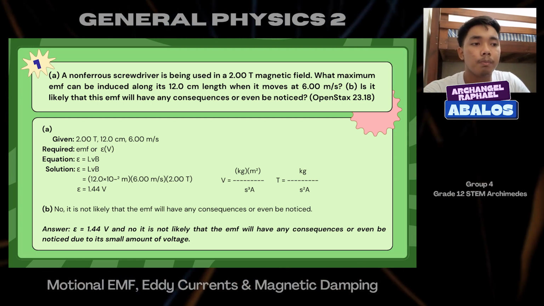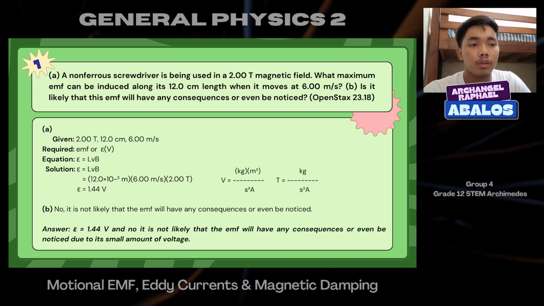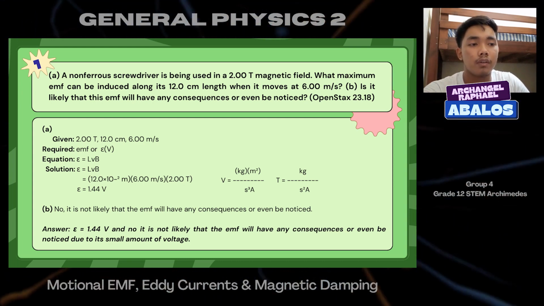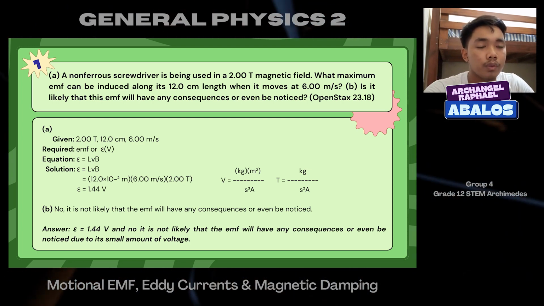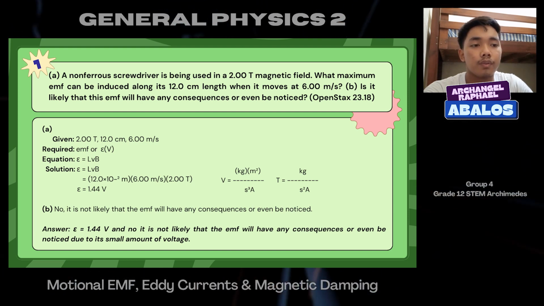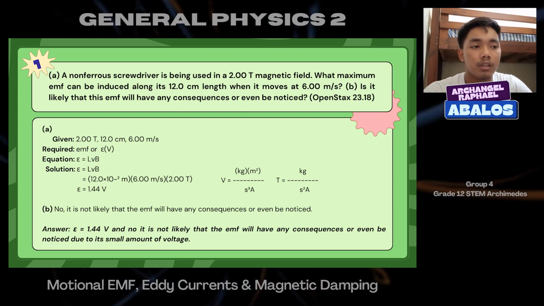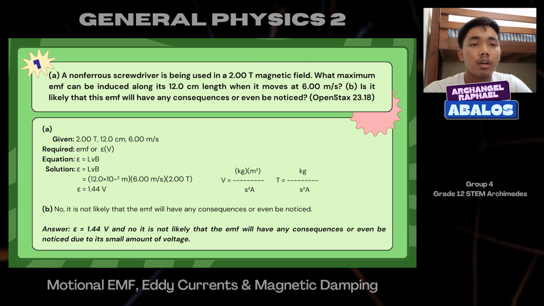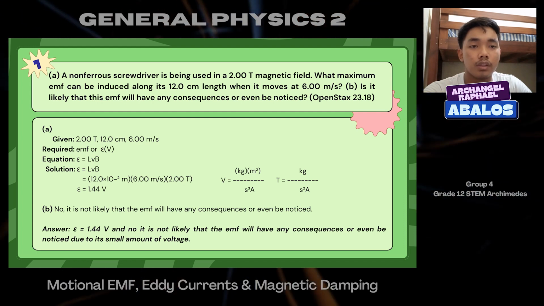Baka napaisip kayo kung paano nagiging voltage ang unit of measurement ng motional EMF. Well, first, ang derived unit of voltage ay volt is equivalent to kilogram multiplied by square meters over cubic second by amperes, while the magnitude of the magnetic field or Tesla has an SI unit of kilogram over squared second by amperes. Kapag in-apply with the motional EMF formula, nagkaka-come to terms siya with the derived unit ng voltage. Thus, ang unit ng measurement niya ay voltage.